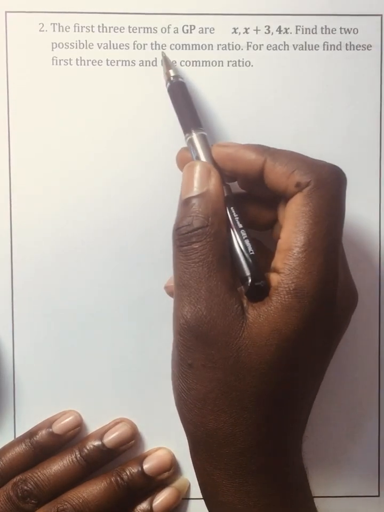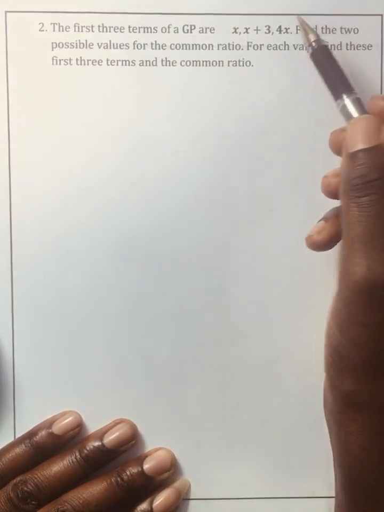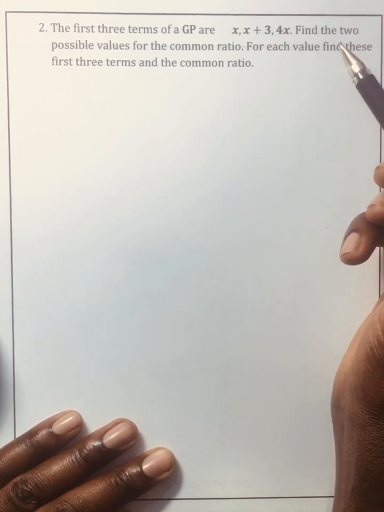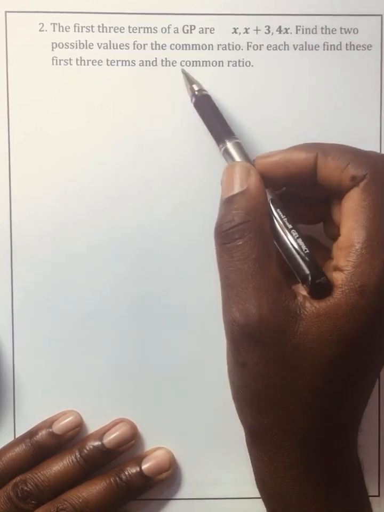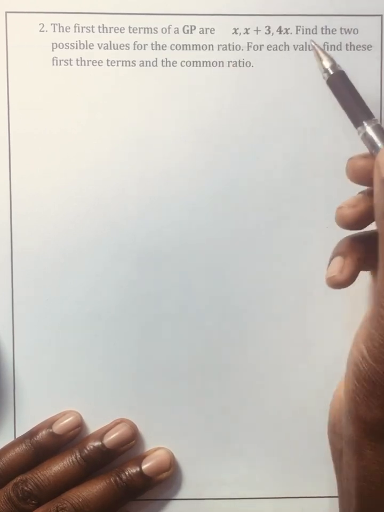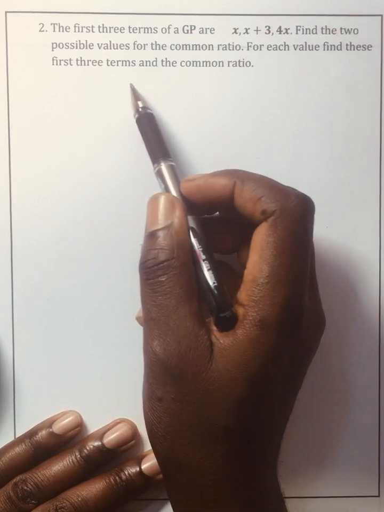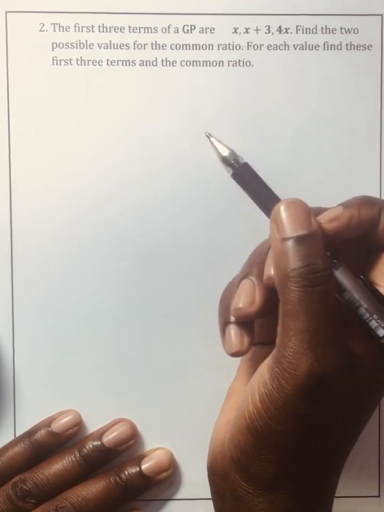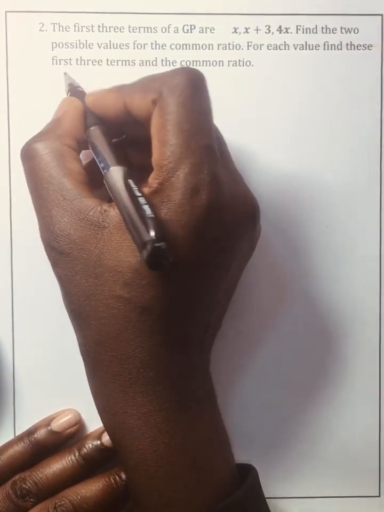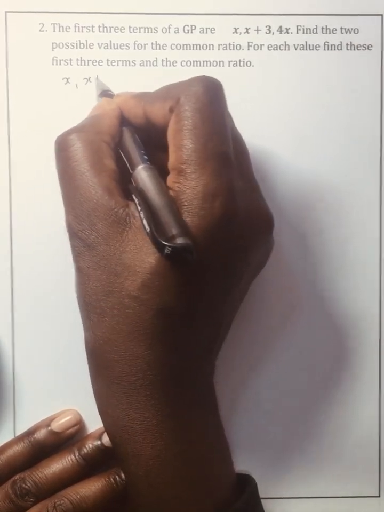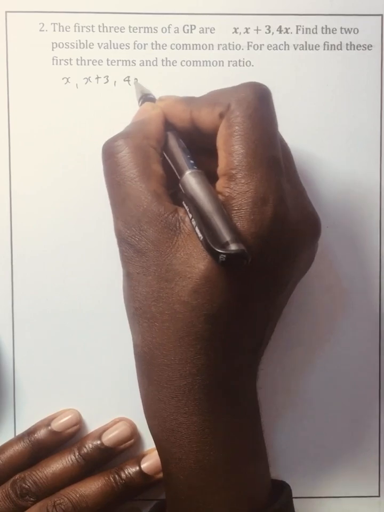The first three terms of a GP are x, x plus 3, and 4x. Find the two possible values for the common ratio. For each value, find these first three terms and the common ratio. So we are given the GP as x, x plus 3, and 4x.